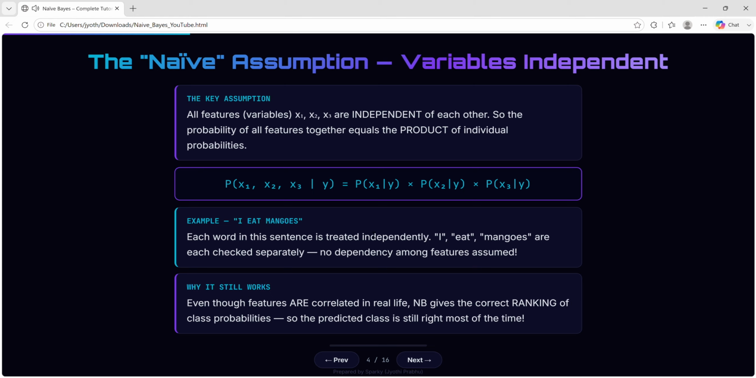Now the naive part in detail. The algorithm assumes all features x1, x2, x3 are independent. So instead of computing complicated joint probabilities, we simply multiply individual ones. P of x1, x2, x3 given y equals P of x1 given y times P of x2 given y times P of x3 given y. Take the sentence I eat mangoes, each word is treated independently. No dependency among features. That is the naive.